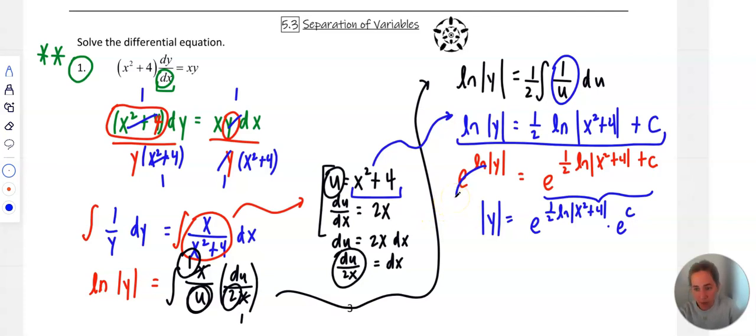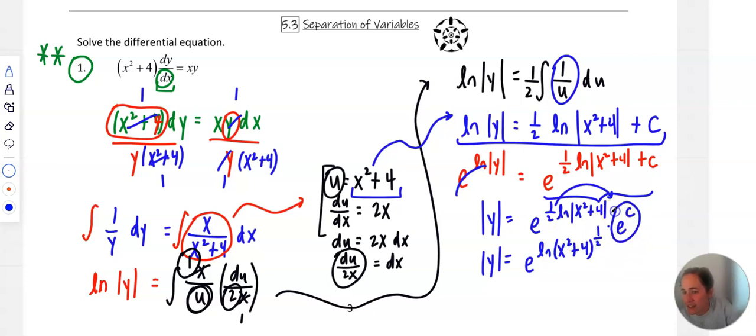There is a log rule. So now we're dipping back into our pre-calc rules we used to know. There is a log rule that says you can swing up this coefficient as a power, turn it into an exponent. You can make it absolute value of y equals e to the ln of this to the 1/2. So I'll say x squared plus 4 is already positive. So let me just keep it in parentheses, to the 1/2.